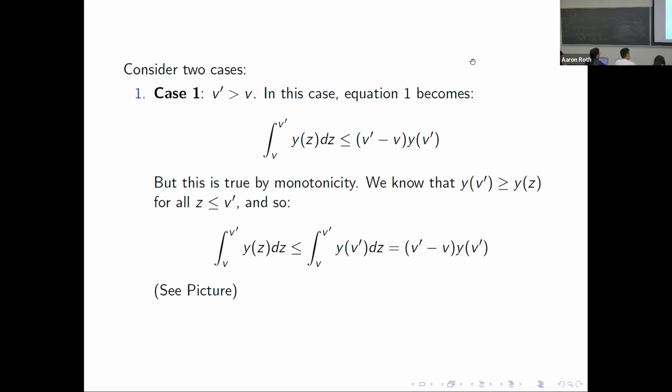Now this right-hand side is like the product of two numbers. And I guess in first grade Euclidean geometry, you talked about areas of shapes. What kind of shape has an area that can be described as the product of two numbers? Yeah, it's a rectangle, right? So what are those two numbers? Well, one is y of v prime. That's just this point here at the top of the curve. And the other is v prime minus v. That's just the length of this interval that we're taking the integral over. So the right-hand side is the area of this rectangle.